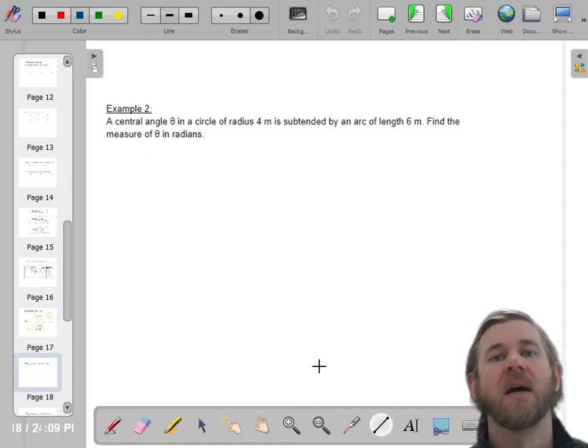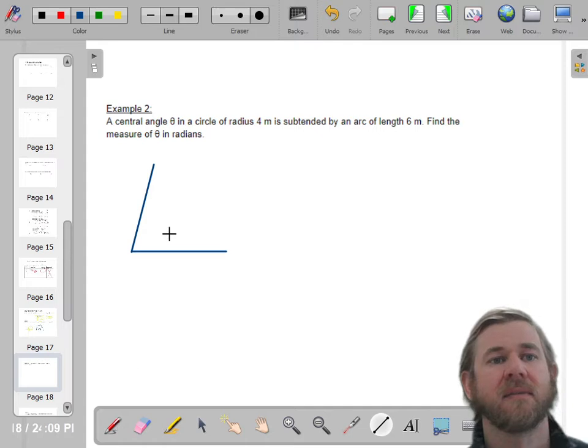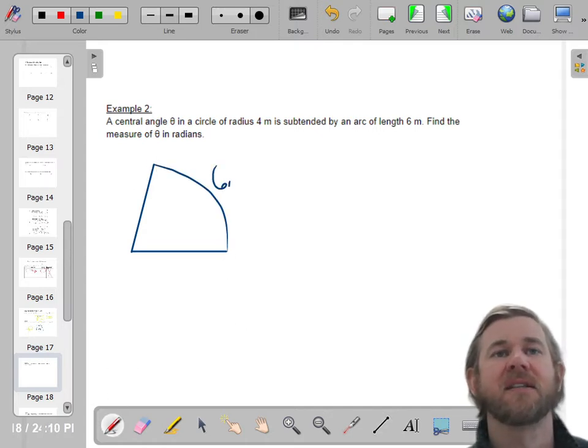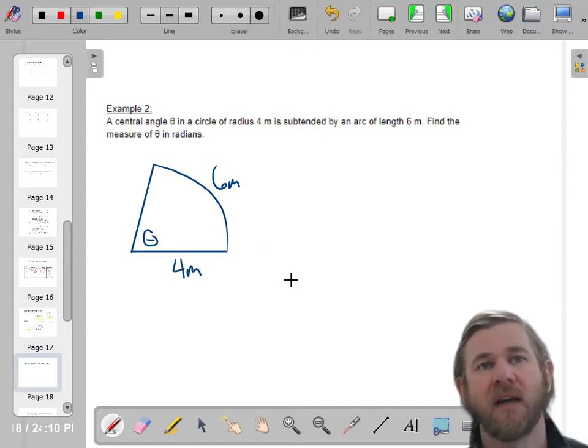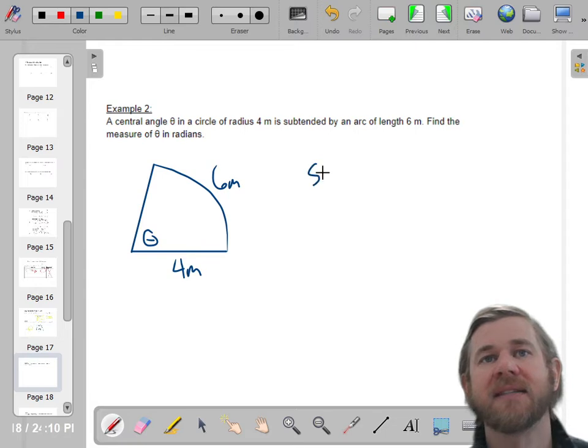Let's try another one. I think I moved the unknown. All right, what do we know? The arc length is 6 meters, the radius is 4 meters, and we don't know theta. That's what we're trying to find. So let's do S equals r theta. That's the formula. Do we know S, the arc length? Yeah, it's 6. Do we know the radius? Yeah, it's 4. Do we know theta? No, that's what we're trying to find.